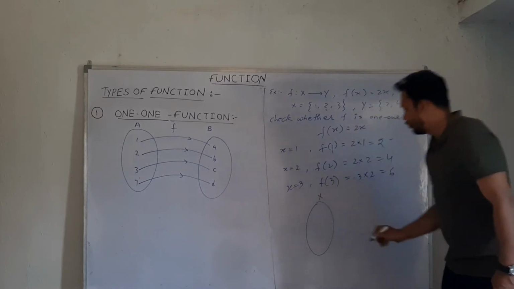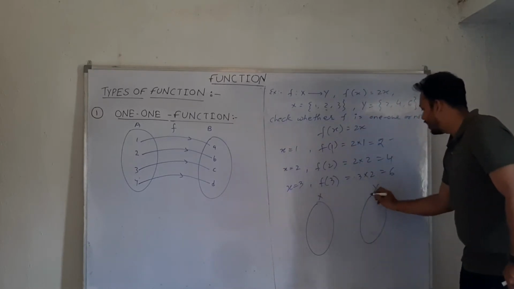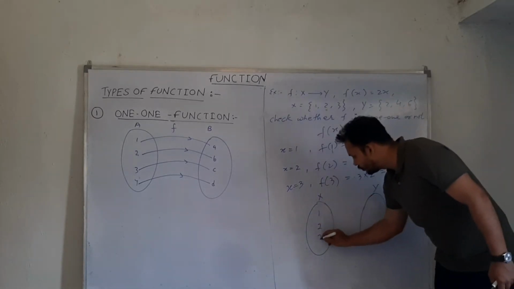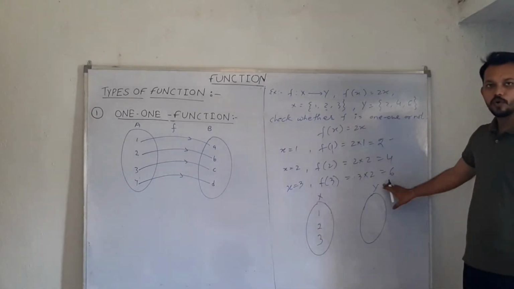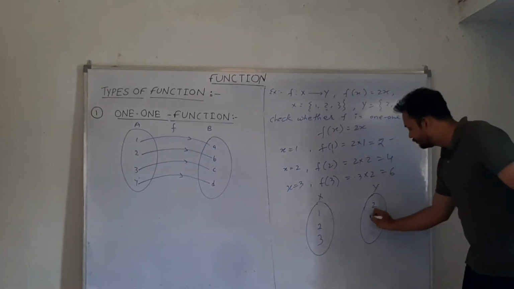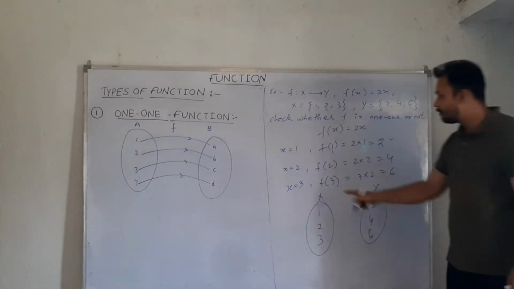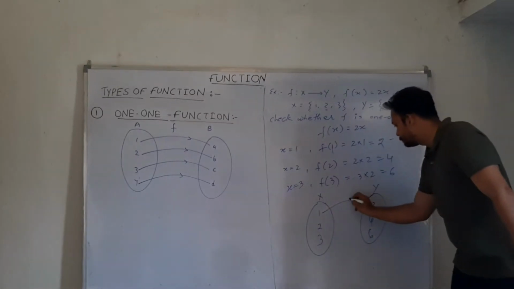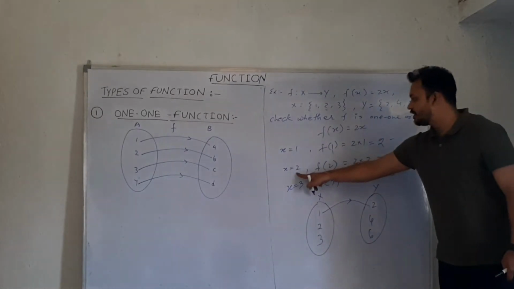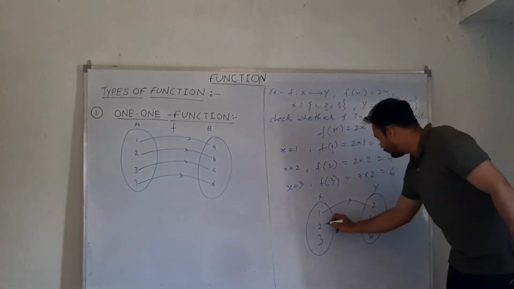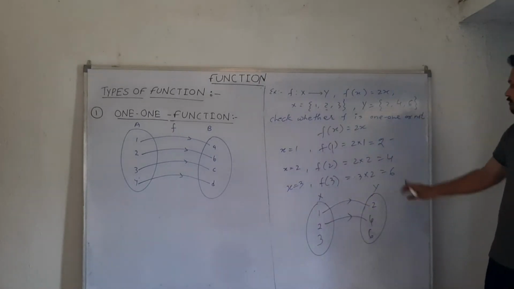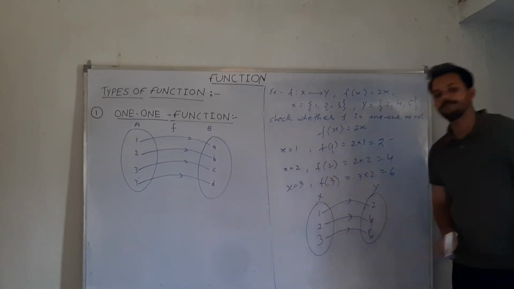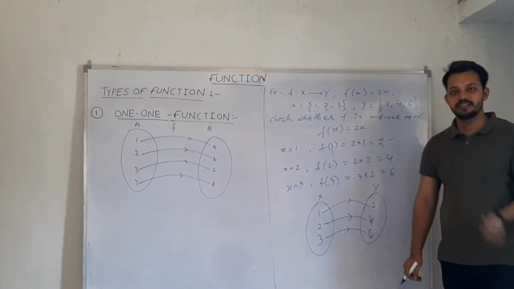We have domain X and codomain Y. Elements of the domain are 1, 2, 3. Elements of the codomain are 2, 4, 6. When we put 1 in the function, we get 2, so the image of 1 is 2. When we put 2 in the function, we get 4, so the image of 2 is 4. When we put 3 in the function, we get 6, so f(3) is 6.